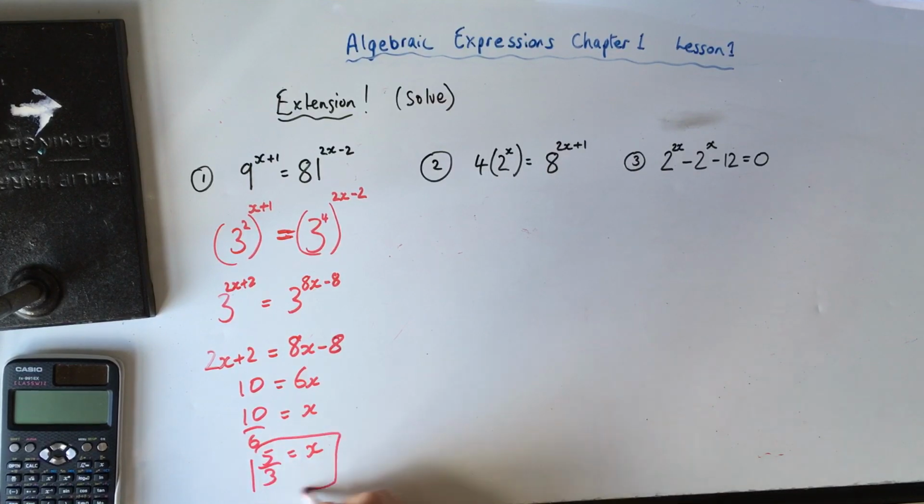Don't go to decimals because we don't do that in maths. We always have fractions. So x is 5 over 3.